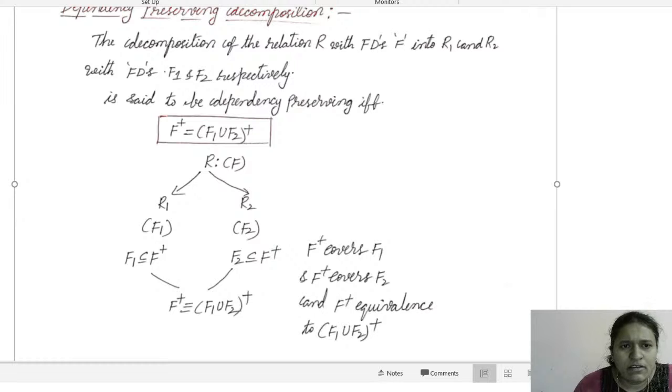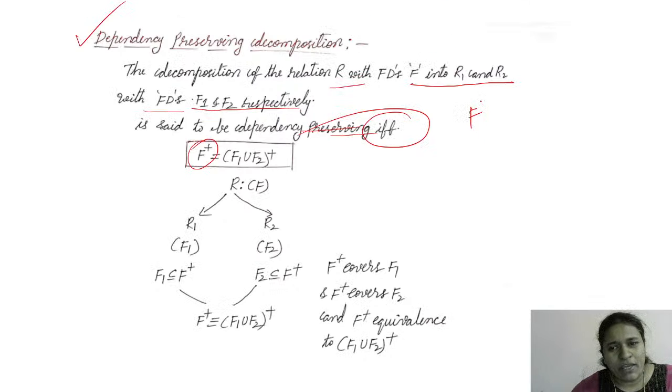Now we will see dependency preserving decomposition. The decomposition of the relation R into R1 and R2 with functional dependencies F1 and F2 respectively is said to be dependency preserving if and only if F plus is equal to F1 union F2 whole plus, meaning the dependencies from the given original relation.